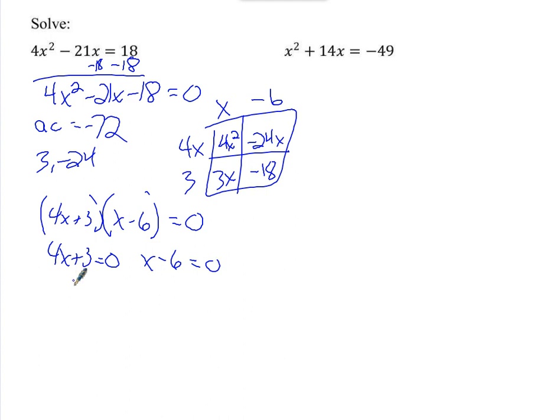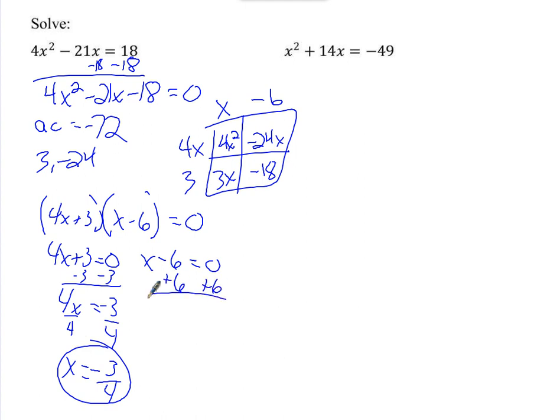Good. We are going to not add 3 though. We're going to subtract 3 from both sides. 4x equals negative 3. And then we divide both sides by 4. And x equals, don't lose your negative sign after all that work, that'd be terrible, negative 3/4. Second one? Yeah, that's an easy one. Add 6 to both sides, we get x equals 6.